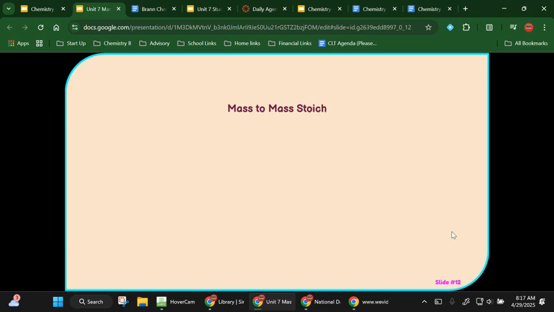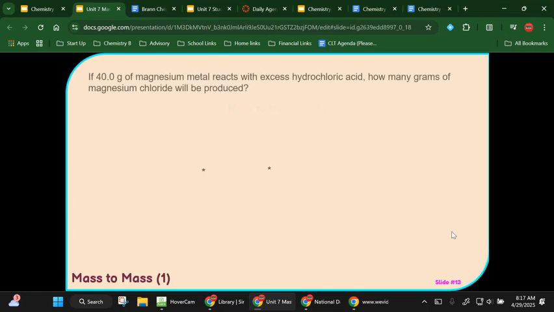Okay? So mass-to-mass stoich is the first and the simplest way. You are going to be given a certain mass of a reactant, and you are going to be asked to find the mass of something else in the reaction. So let's take a look at this, ladies and gentlemen. Here we go. If 40 grams of magnesium metal reacts with excess hydrochloric acid, how many grams of magnesium chloride will be produced? Hey, what do you know? This is your lab that you did. Except instead of asking you to find the volume of the gas created, I am asking you to find the mass of magnesium chloride that would have been created.